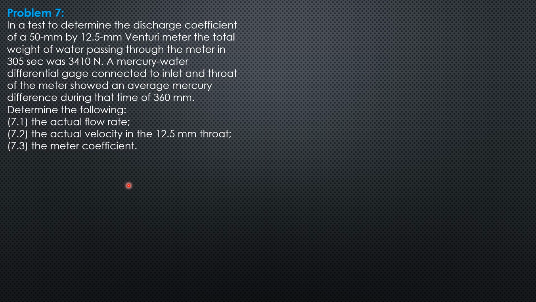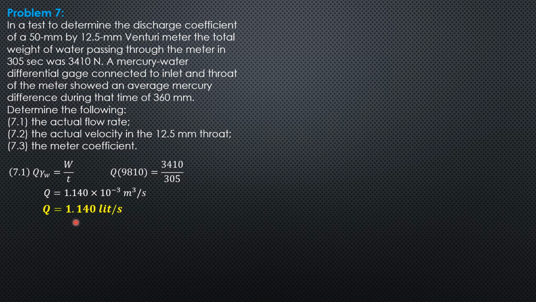So given the weight passing through the meter in 305 seconds, we can compute the actual flow rate by equating weight flow rate to weight over time. So weight flow rate, Q gamma of water, equals weight over time. So Q times 9,810 newtons per cubic meter equals 3,410 newtons over 305 seconds. So the actual flow rate is 1.140 times 10 to the negative 3 cubic meter per second, or Q is 1.14 liters per second after multiplying that by 1000.